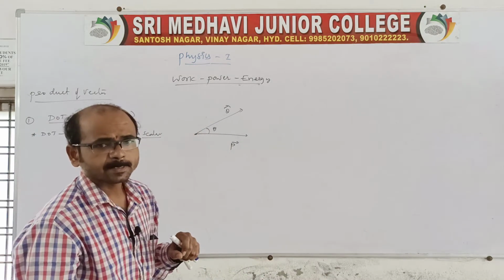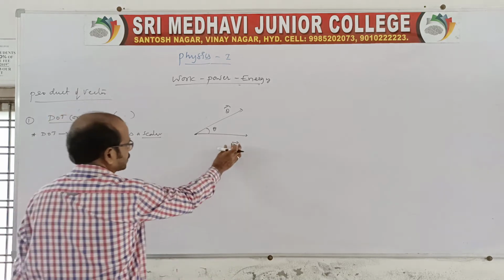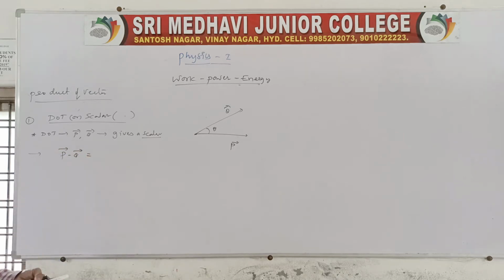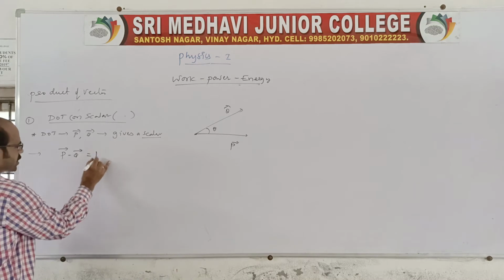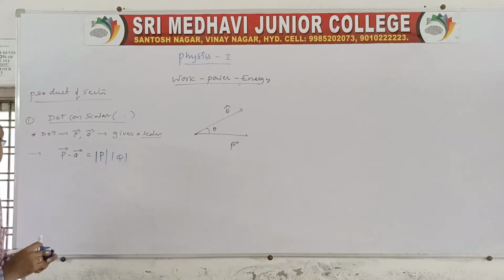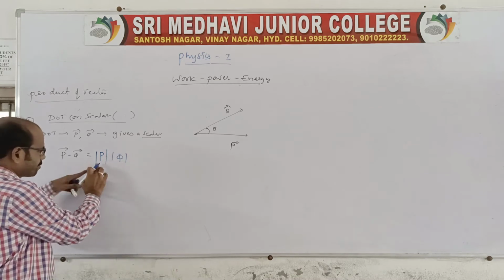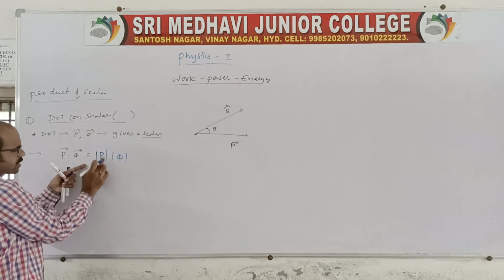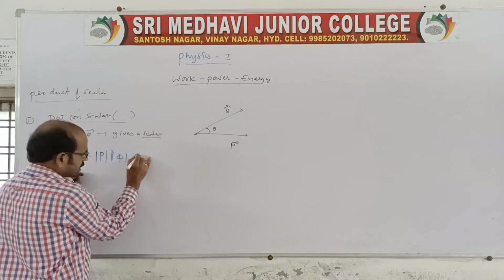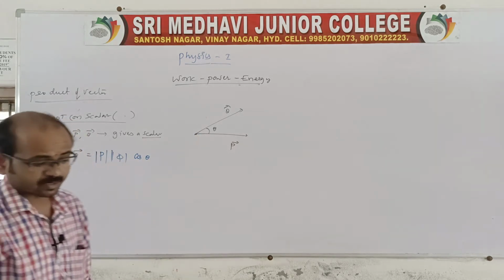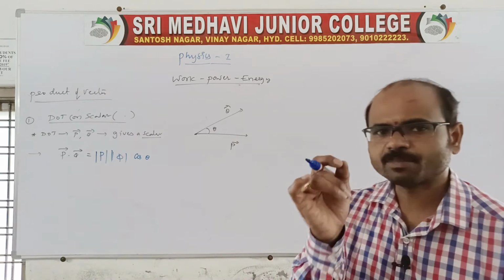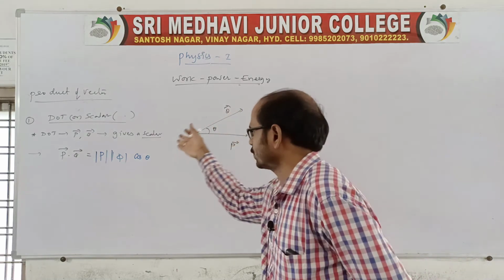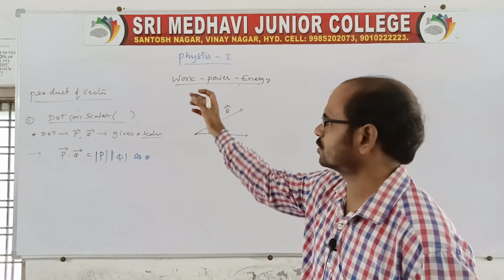Now let us see the statement. The dot product of any two vectors is equal to the product of the magnitudes of the two vectors, that is P and Q, and the cosine of the angle between the two vectors. That is, P dot Q is equal to magnitude of P, magnitude of Q, cos theta. This is the statement related to the dot product.